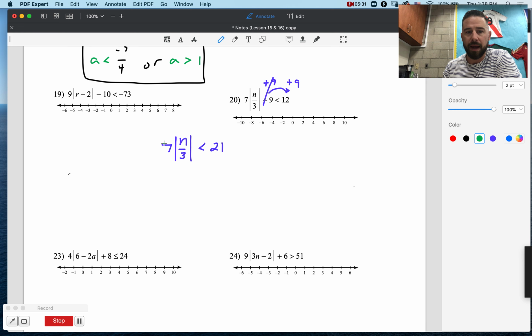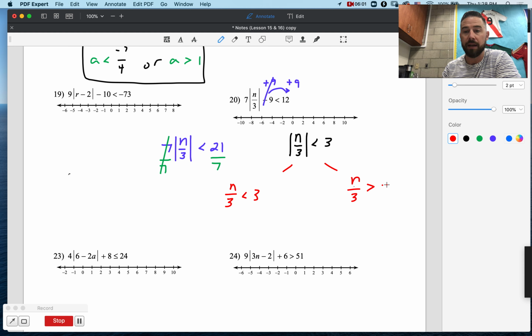Okay, our next step, anytime something's stuck to the absolute value, we'll divide. Gone. Okay, and it looks like we have the absolute value of n over 3. Keep the sign the same. And 21 divided by 7 is 3. Okay, is the absolute value by itself? Yes. So we can split them up. We can say n over 3 is less than 3. N over 3, flip the sign, negative 3. Okay? Now, it's being divided by 3.